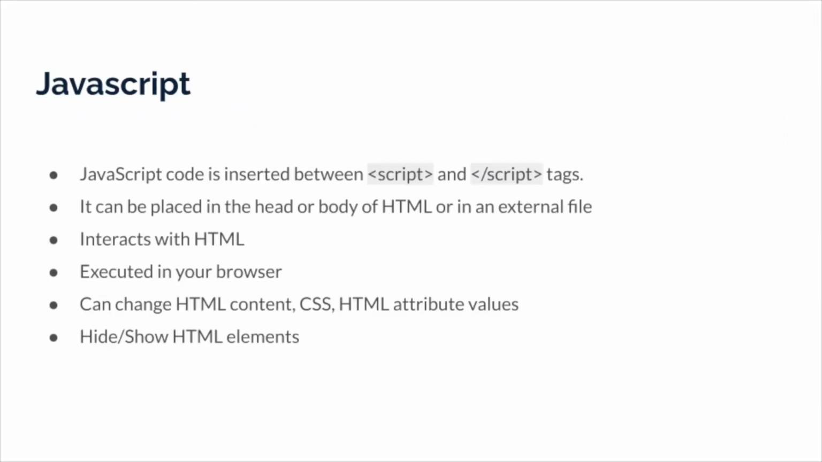Let's talk about JavaScript now. JavaScript code is inserted between script tags. It can be placed in the head or body of HTML content or in an external file. JavaScript interacts with HTML and it's executed in your browser. JavaScript has the ability to change HTML content, CSS, and HTML attribute values, and it can also show HTML elements. And again, JavaScript adds interactivity to the website.